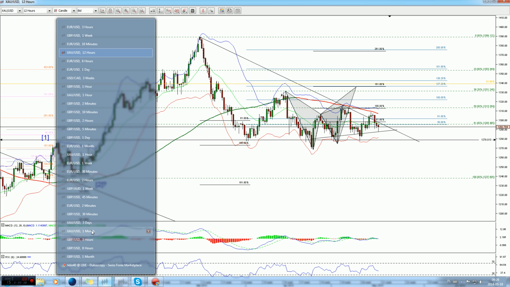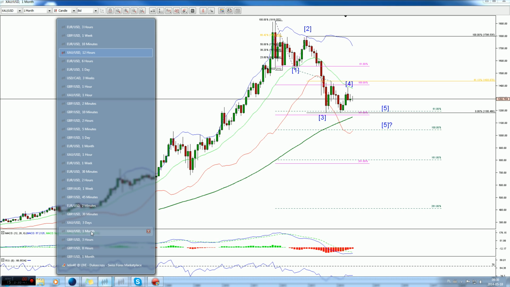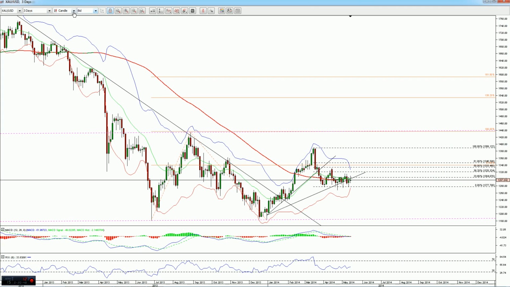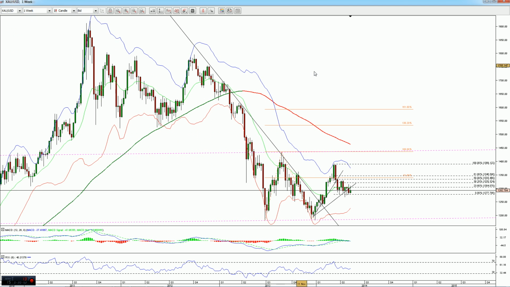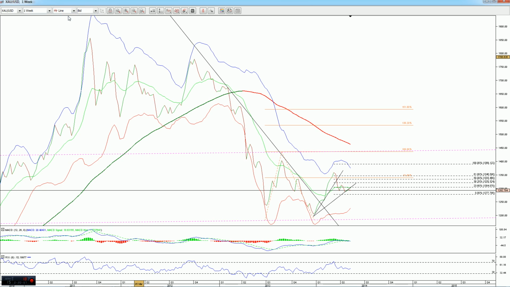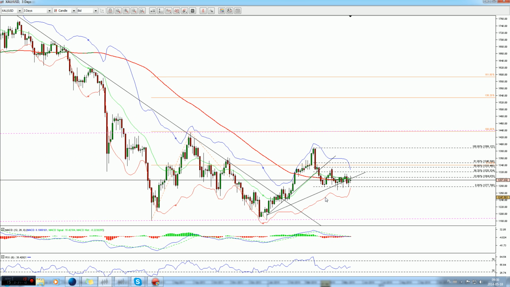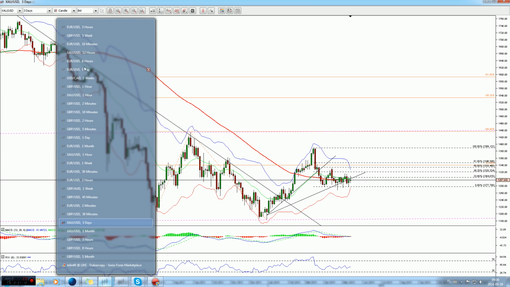Let's check maybe the weekly. Do I have a weekly here? Most probably I don't. It's 3 days. Let's change it to weekly. Okay, there is a break through this resistance line. I think I talked about this resistance line in the past. So there is a break and there's a retesting, so it's more to the downside than to the upside, it looks like.